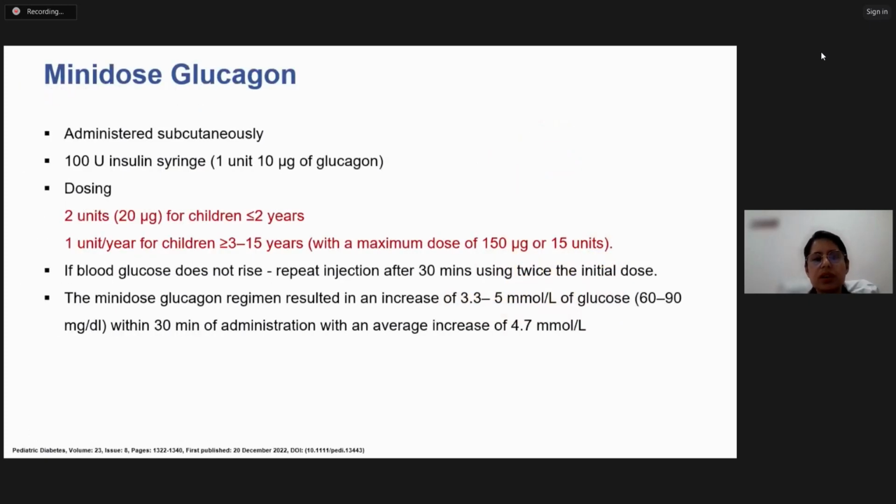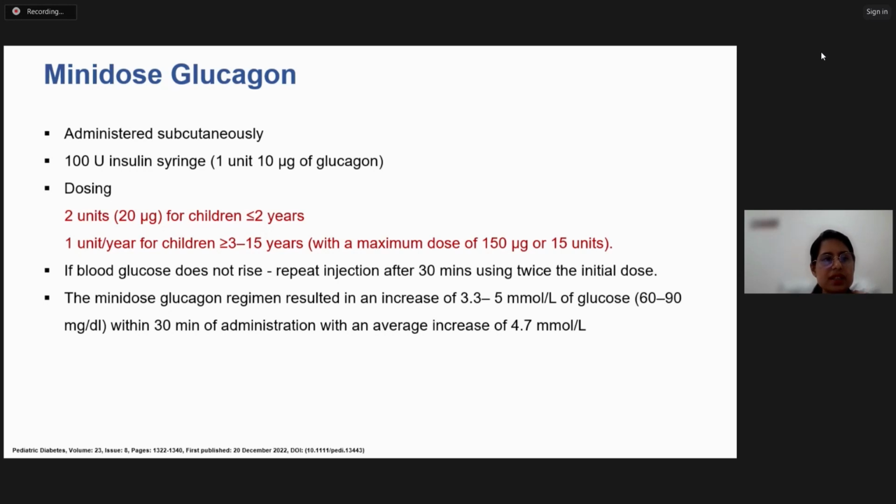Now, mini dose glucagon can also be injected in a situation wherein the child is not able to take anything orally or swallow, or if glucose levels are quite low. To increase the glucose levels, mini dose glucagon can be administered.